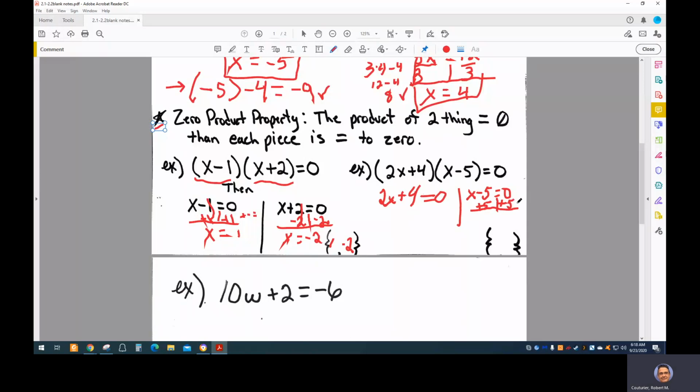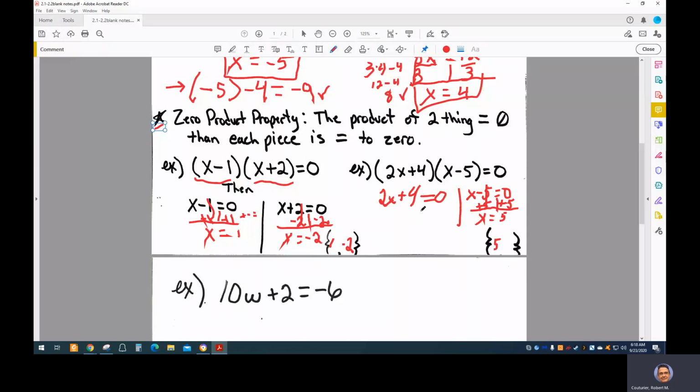Subtraction property of equality states if I add 5 to one side, I have to add 5 to the other. These will cancel, and I bring down my x. 0 plus 5 is 5. And I can see that 5 minus 5 is 0, so I know this works. So one solution is 5.